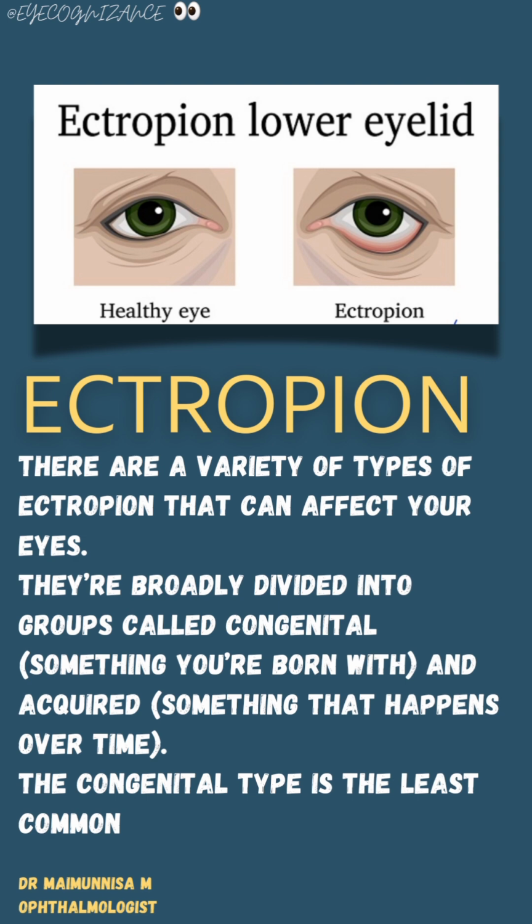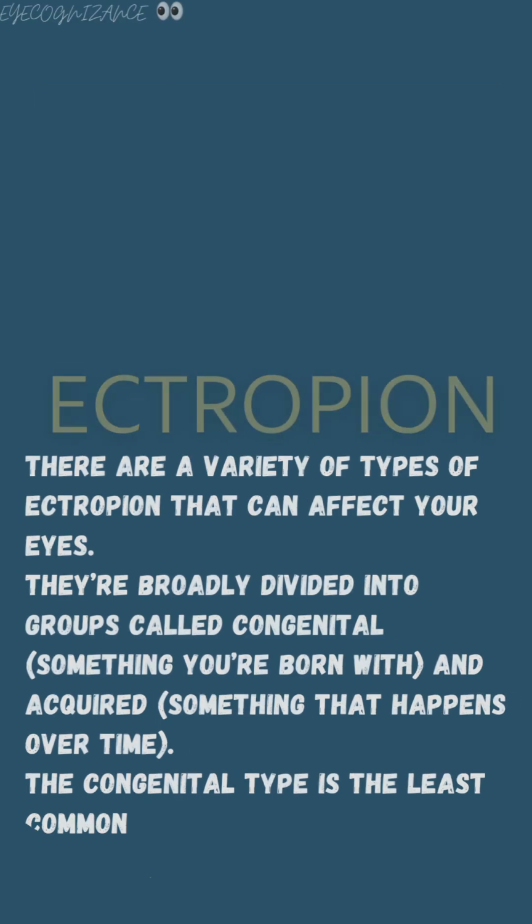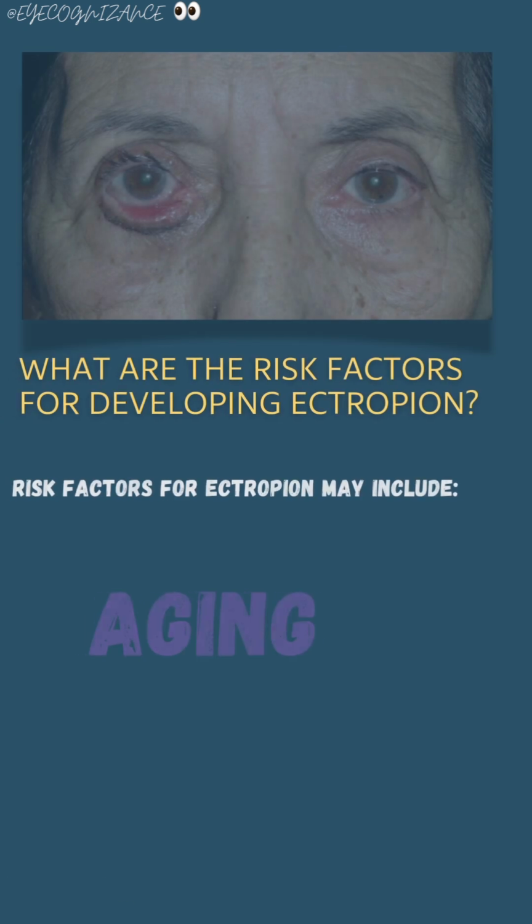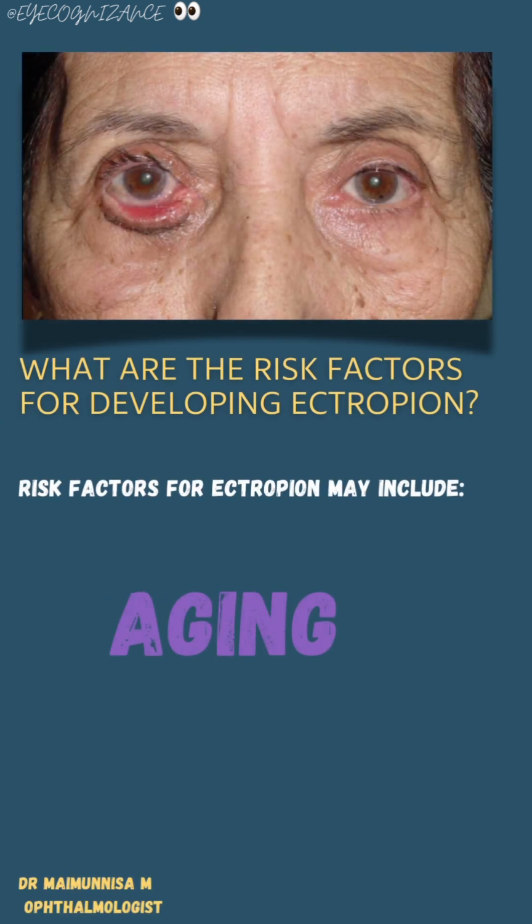They are broadly divided into groups called congenital, something you are born with, and acquired, that is something that happens over time. The congenital type is the least common type. There are 4 acquired types: involutional, which is the most common type and happens because muscles and ligaments get lax or loose as we get older. Then comes paralytic, which is related to facial nerve injury. Then comes cicatricial, which is related to scarring of the eyelid. Then comes mechanical.